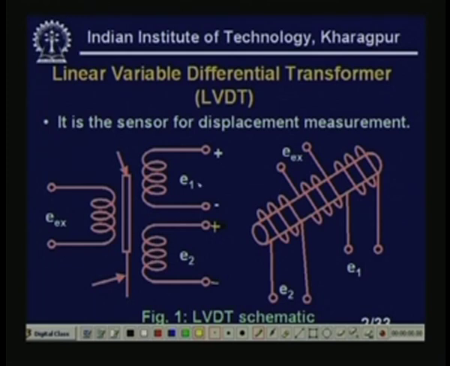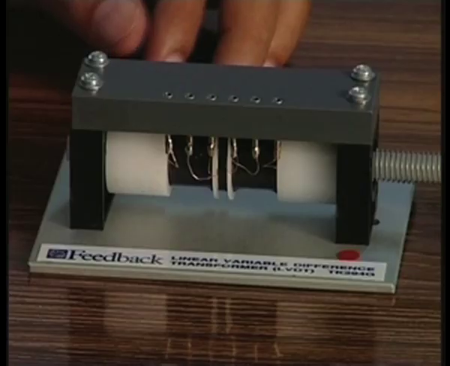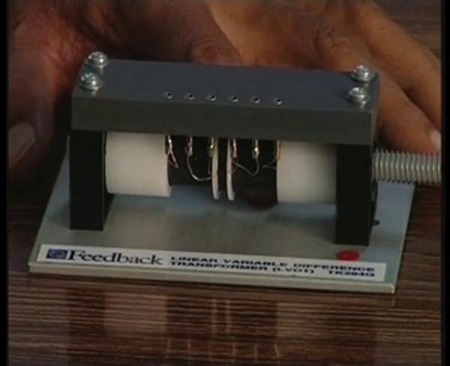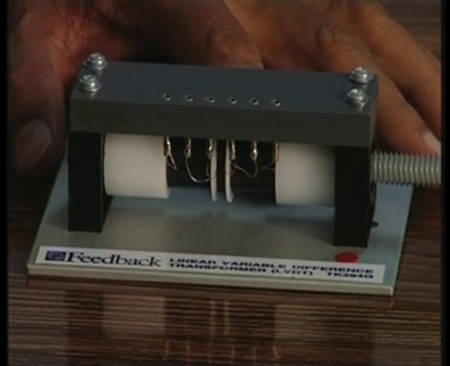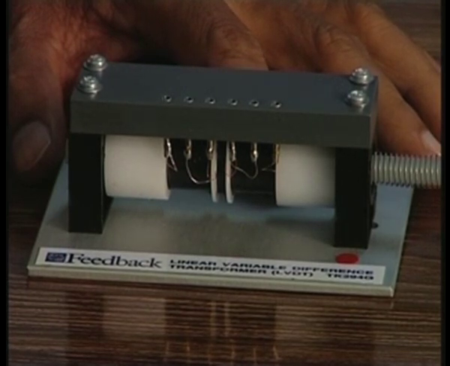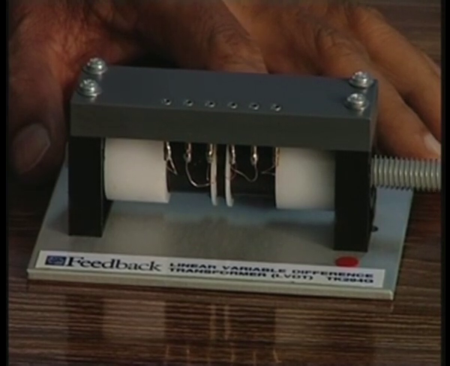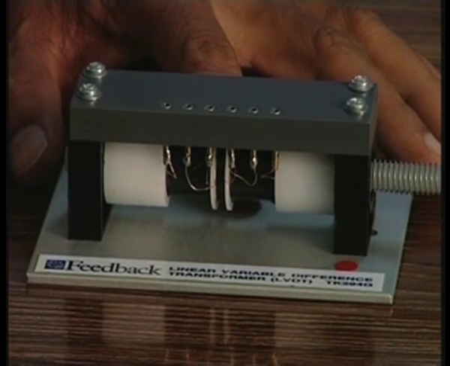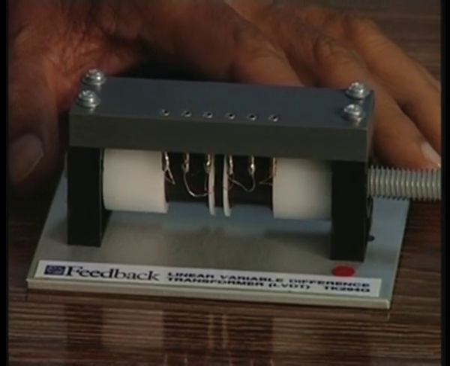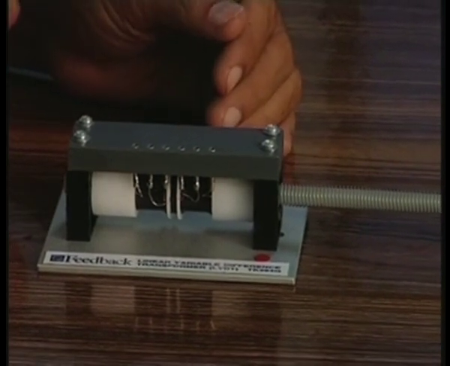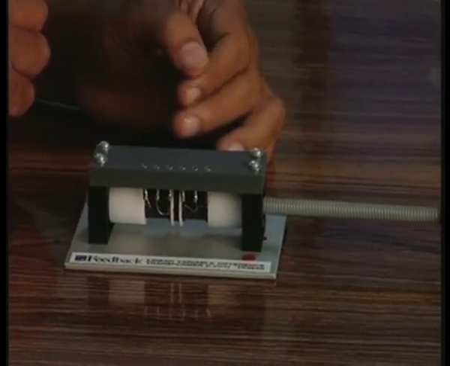Now, let us go to the instrumentation lab of IIT Kharagpur and have a look at the LVDT. You see here, this is an LVDT, linear variable differential transformer. It has one primary and two secondaries. The secondaries are usually connected in opposition to get a null position, and after phase sensitive demodulation, I can sense on which side of the null position the core lies.